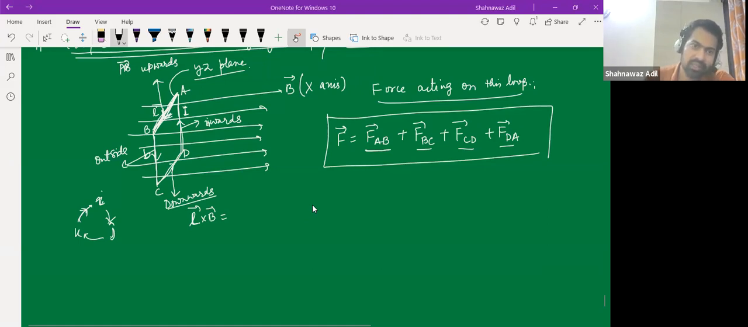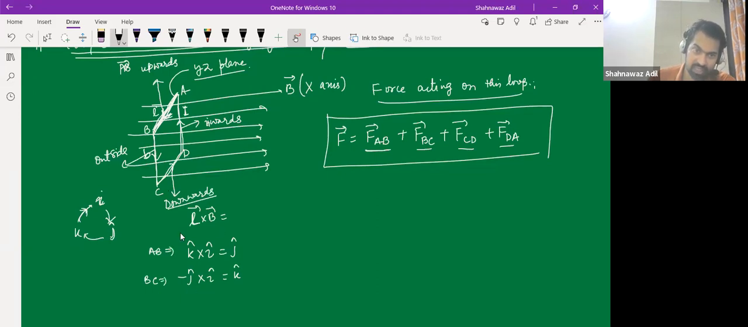The other way to get the direction is this: for AB, the length direction is K hat and the magnetic field is I hat. The current goes downwards, so it is minus J and cross I. J cross I is minus K, and with the minus sign, plus K. This is BC, this is AB.